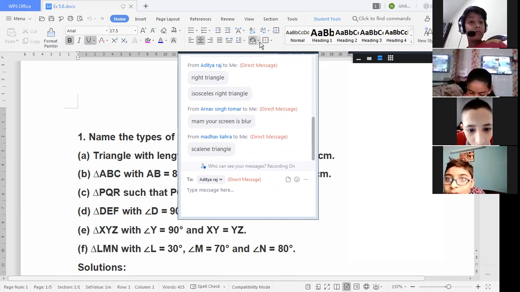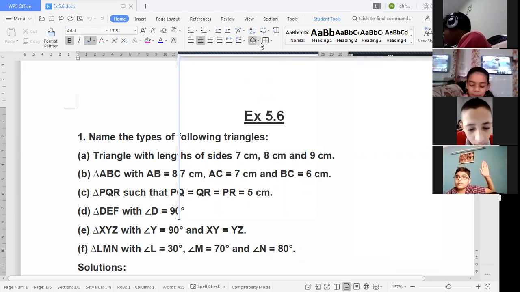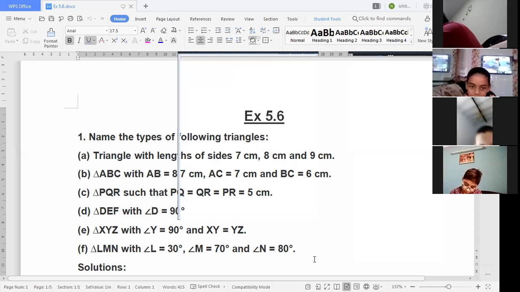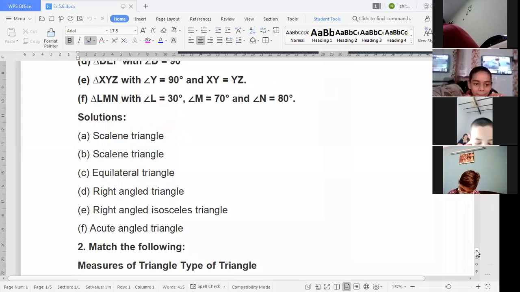All the sides are, let's see properly, they are less than 90 degrees. And less than 90 degree angle is which angle? Ma'am, acute angle. Yes, it is an acute angle triangle. See, 30 degrees, 70 degrees and 80 degrees is given. So all the angles are less than 90 degrees. Always remember that it is an acute angled triangle. Got it now? Yes, ma'am.